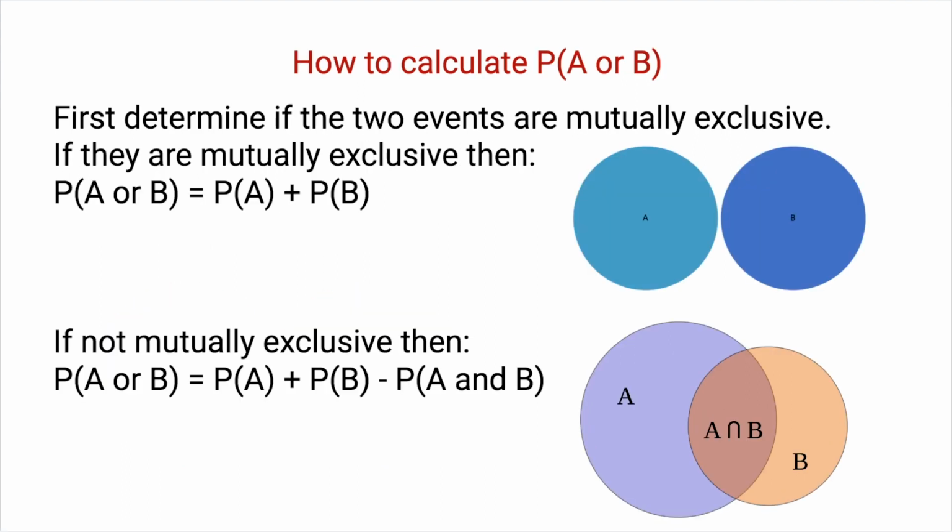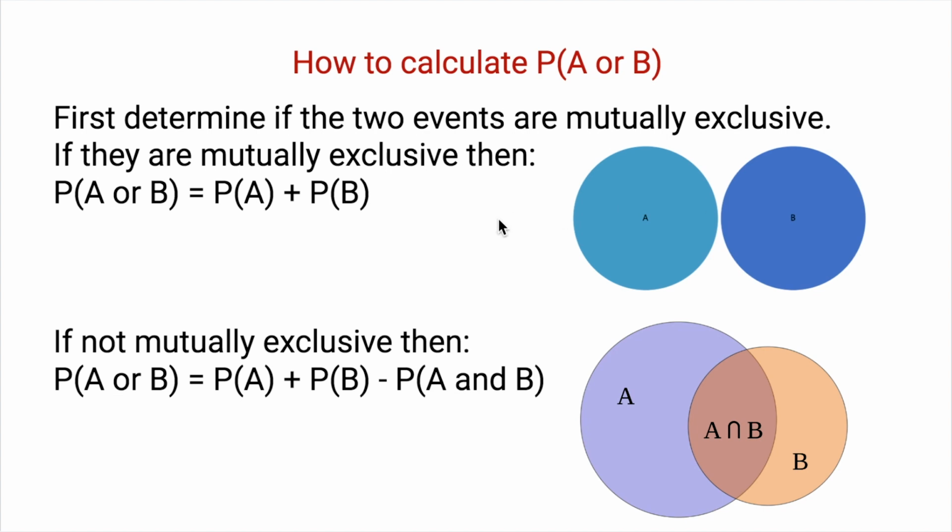So how do you calculate the probability of A or B? The first thing you need to determine before you start calculating a probability where it is either A or B is whether they are mutually exclusive. If they are mutually exclusive, that means that the probability of A or B would just be equal to the sum of the probability of event A plus the probability of event B. Using a diagram, you'll see that the two events here are mutually exclusive. They don't overlap, so you just add the two individual probabilities.